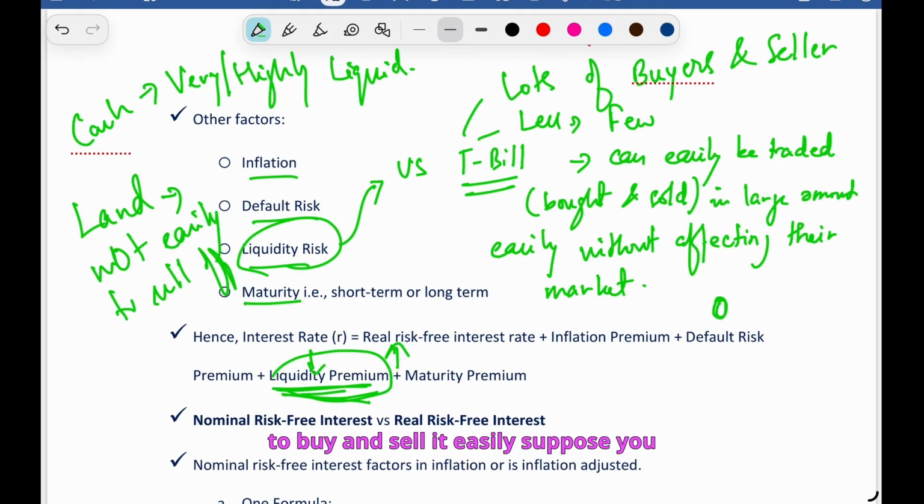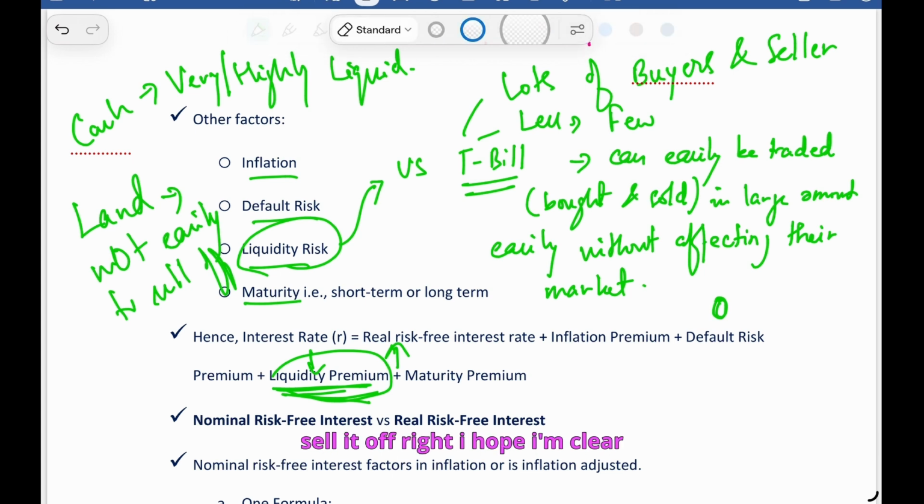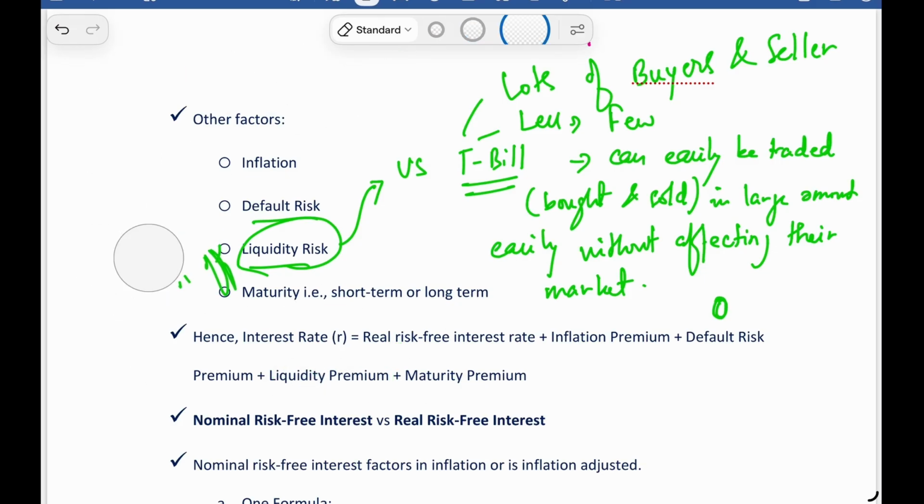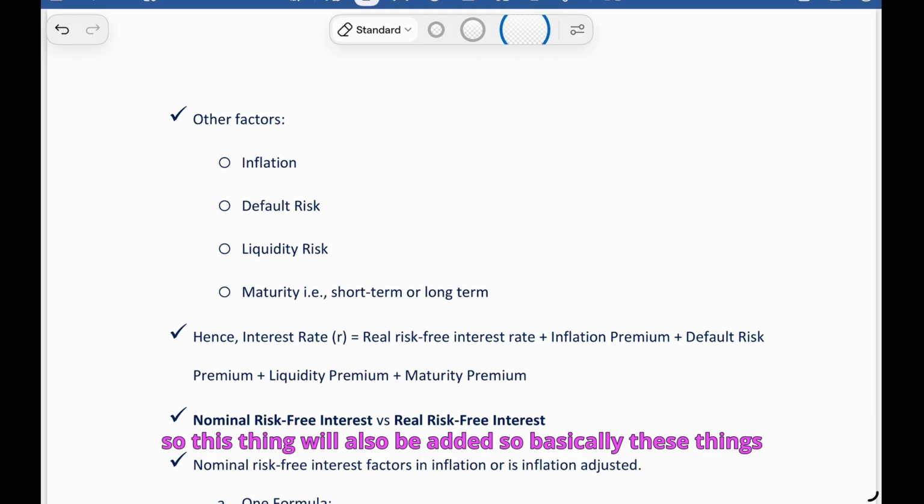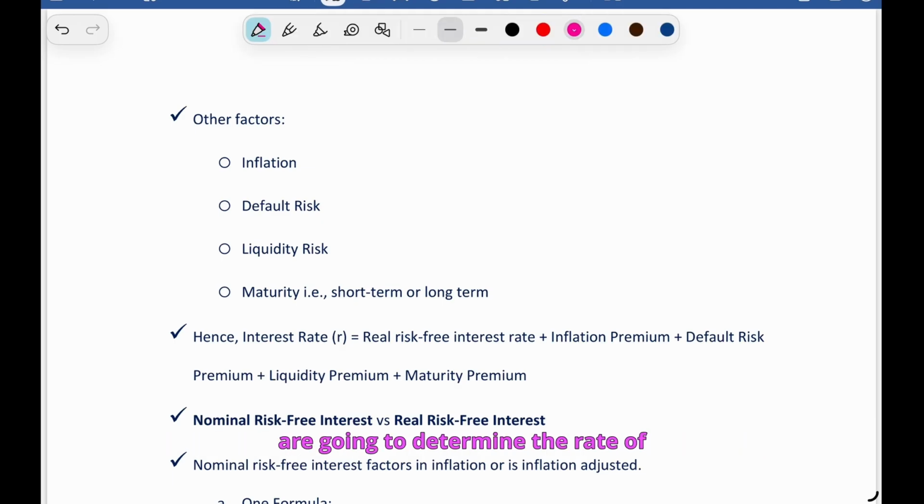Suppose you have bought that product by, say, giving some interest rate or by getting some interest rate, you'll be charged a higher liquidity premium because they will not be able to easily sell it off, right? I hope I'm clear. A listing premium will also be added. So basically, these things are going to determine the rate of interest.